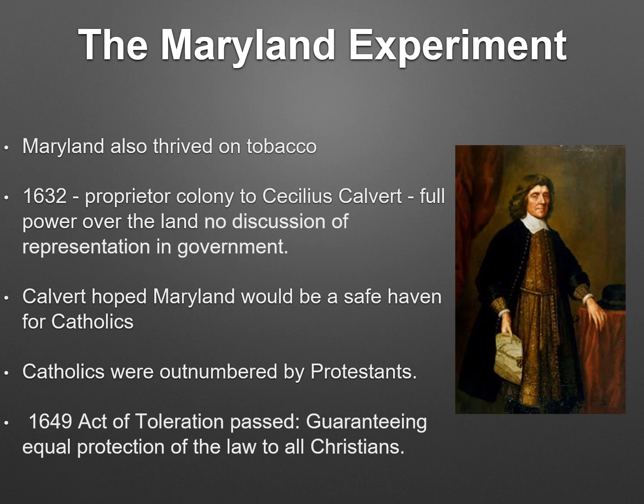Maryland becomes a colony in 1632. It becomes a proprietary colony under this guy, Cecilius Calvert. Now, Calvert wants to create a colony that will be a safe haven for Catholics.